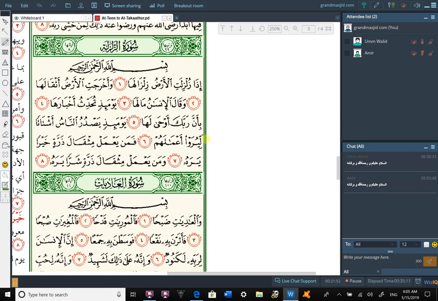Right? This shadda on this lam here is for reading purposes, as we probably know from studying some tajweed. Yawma'idhin yasdurun nasu ashtatal. We wouldn't say ashtatan unless we're stopping, right? Ashtatal liyuraw a'malahum. So just for that purpose of knowing why that shadda is on there. They will come out, they will proceed from their graves on that day, the people in groups, so that they can be shown their deeds.